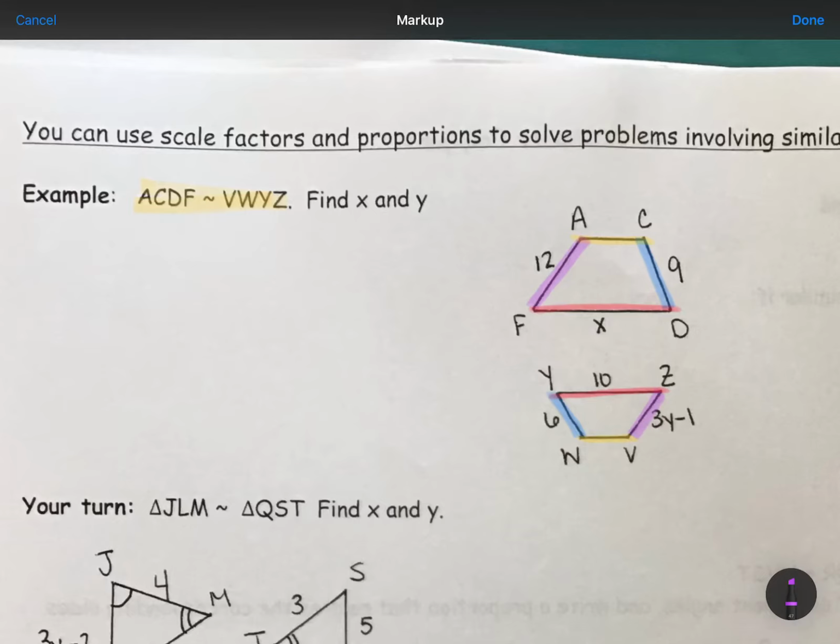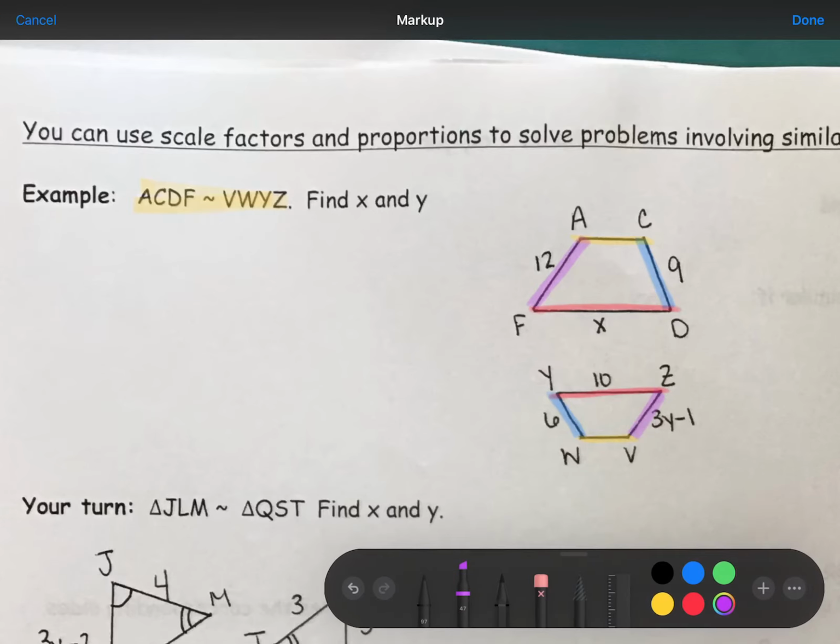So if you want to, get some colored pencils, or maybe you can just refer back to the similarity statement, ACDF is similar to VWYZ, and you can determine which sides correspond. I like the color coding. I'm a visual person.